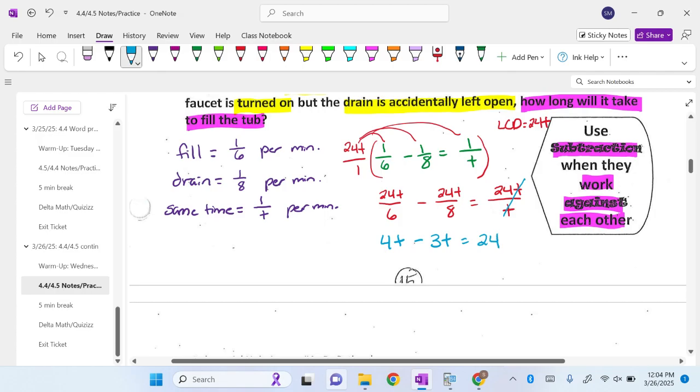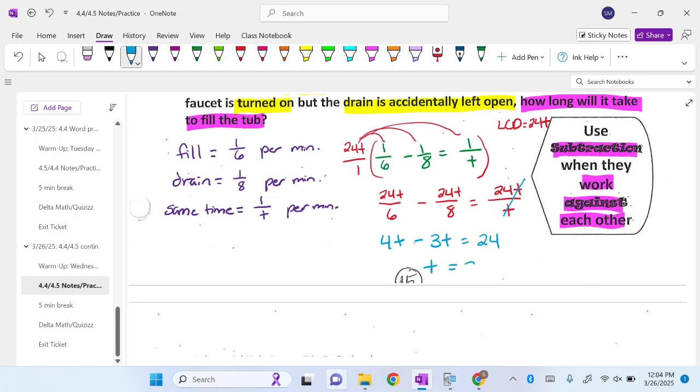Then we just combine like terms and solve. So what's 4T minus 3T? 1T. Then we bring down the 24. And guess what? We're done. It takes 24 minutes to fill the entire tub if the drain was also going.